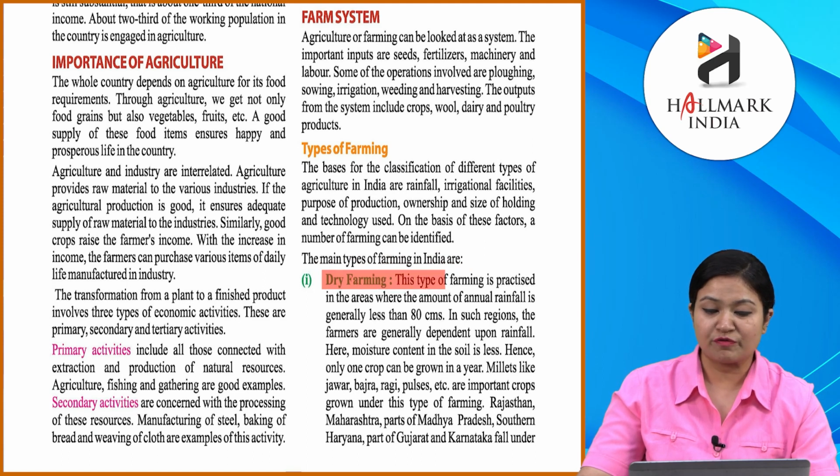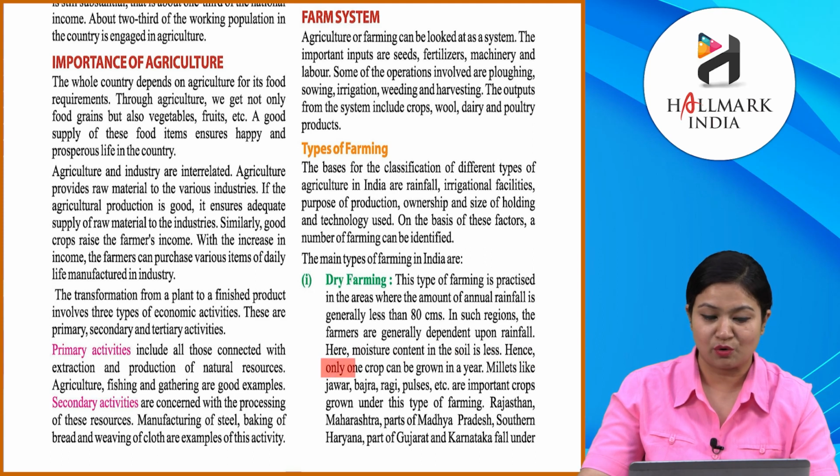This type of farming is practiced in the areas where the amount of annual rainfall is generally less than 80 centimeter. In such regions, the farmers are generally dependent upon rainfall. Here, moisture content in the soil is less. Hence, only one crop can be grown in a year. Millets like jowar, bajra, ragi, pulses, etc. are important crops grown under this type of farming.